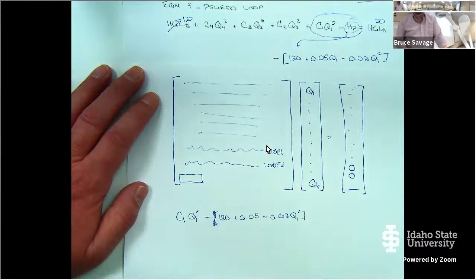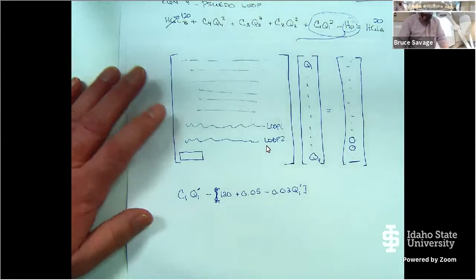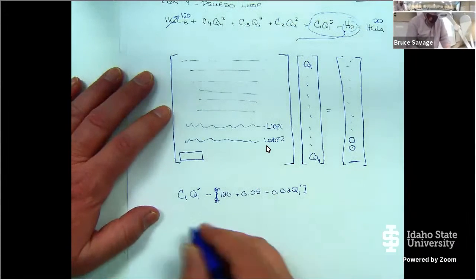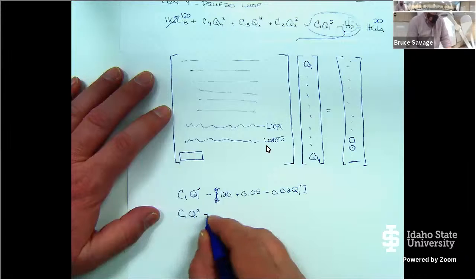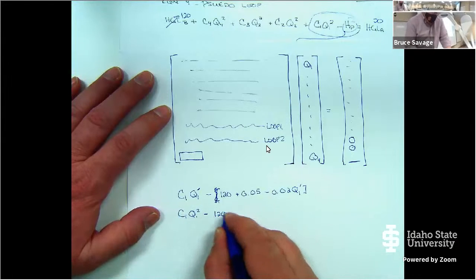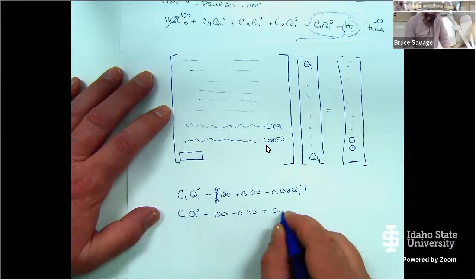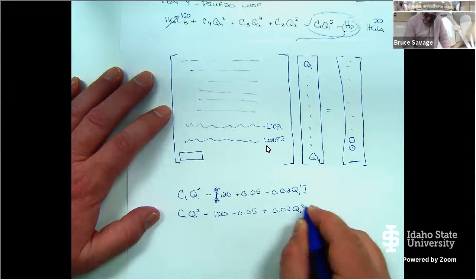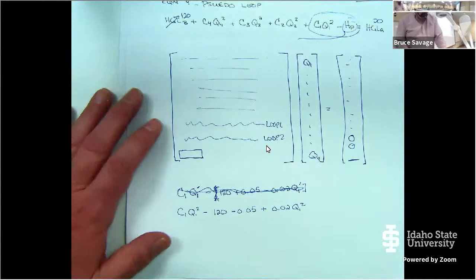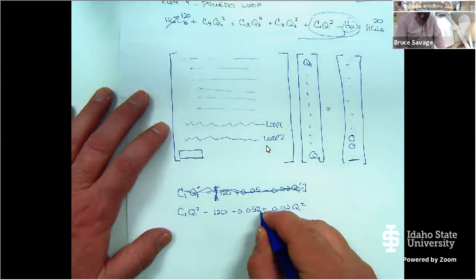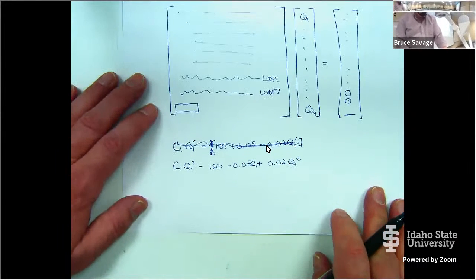Actually, I need to start this whole thing over. I kind of messed it up, didn't I? Tell you what, let's do this. Let's rewrite this equation. C sub 1 times Q sub 1 squared. And I'm gonna put the negative sign throughout there. So minus 120 minus 0.05 plus 0.02 Q sub 1 squared. All right. Okay. Oh, I do, yes. Q sub 1 right there, thank you. Start using an erasable one so I can fix it.